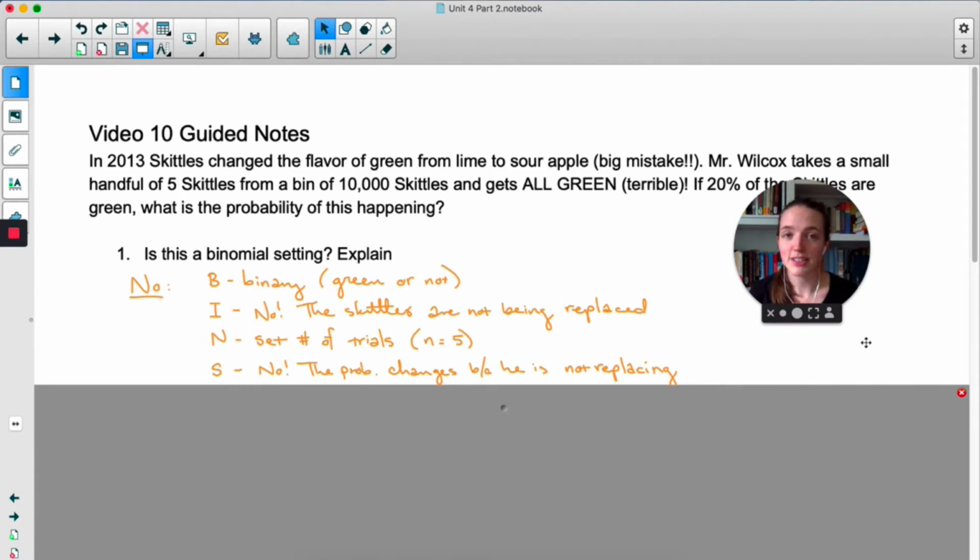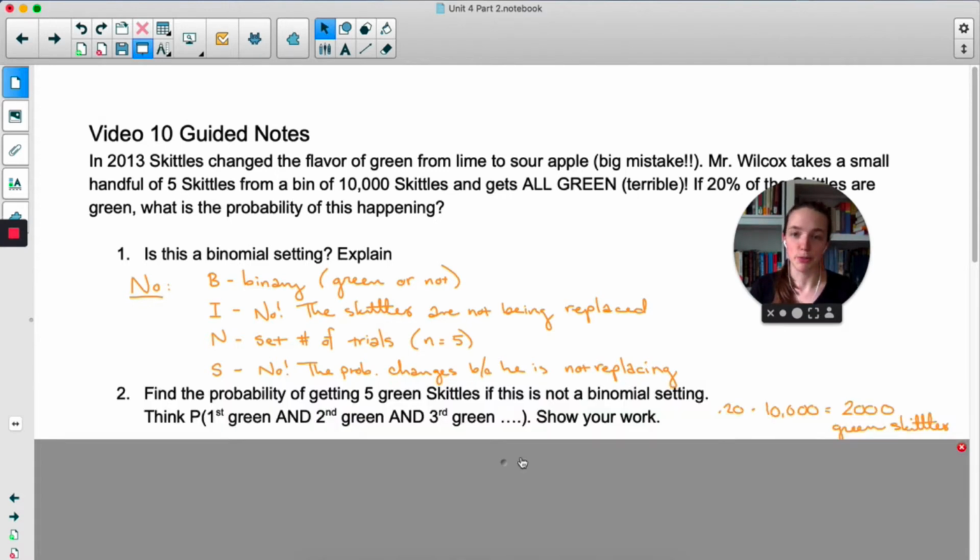And it also means that the Skittles are not independent of each other. We select one Skittle, and now the probabilities that the others are green have changed. Because now there's not 10,000 Skittles, there's 9,999 Skittles. So since this is not binomial, if we want to find the probability of getting 5 green Skittles, we have to go back to what we were doing earlier in the unit. This is an AND scenario.